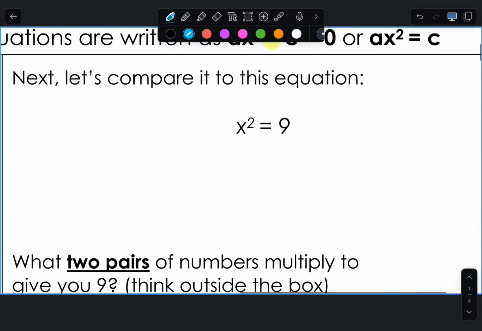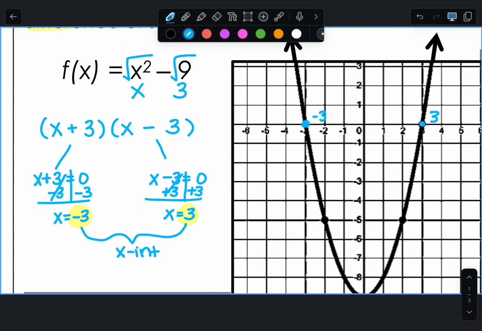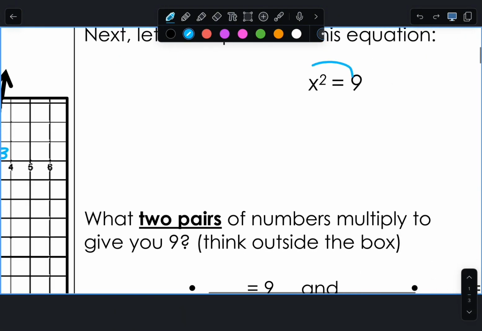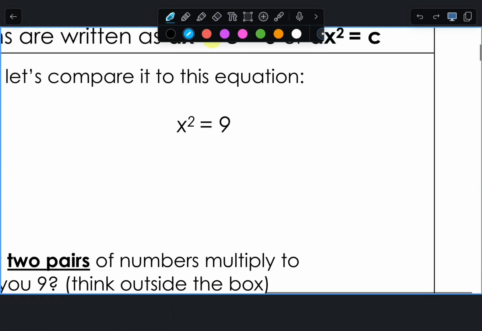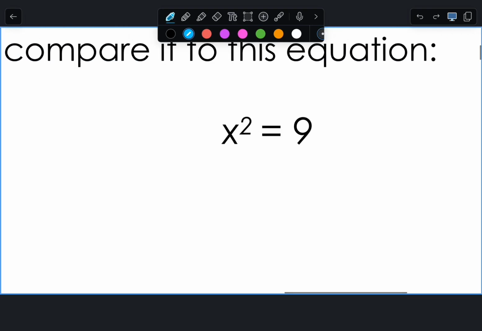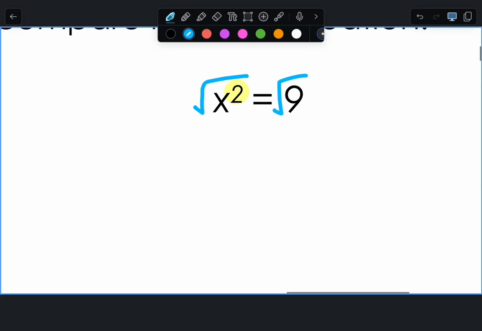Let's compare that to an equation where both terms are not on the same side of the equal sign. When you're solving equations, you're solving for x, trying to get x by itself. But the only way to get rid of a squared is to take the square root. The opposite of squaring is to take the square root of a number. The square root cancels out the squared, leaving you with just an x. What is the square root of 9?